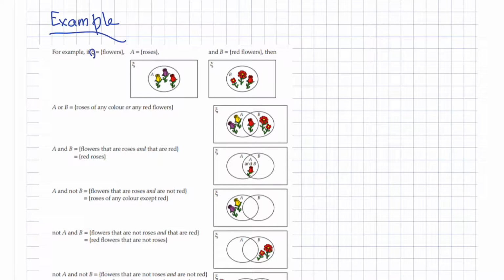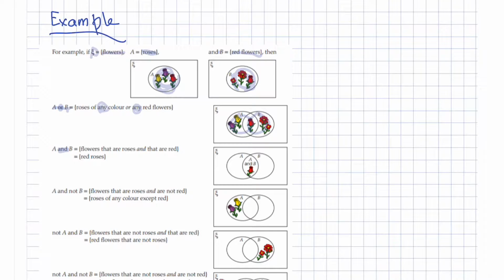In this example, your sample space zeta includes all the flowers. The set A contains all the roses and set B contains all the red flowers. As you can see here, set A contains 3 roses, and set B contains all the red flowers. Now, the condition A or B. Focus on the word or. Roses of any color or any red flowers. So in this Venn diagram, as you can see, all elements of set A and all elements of set B are present.